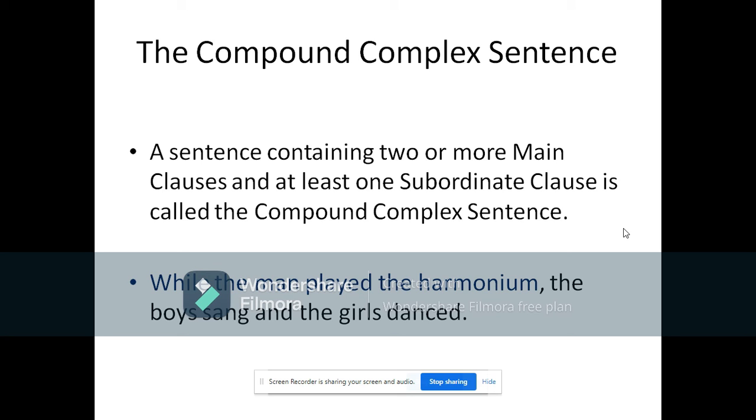While the man played the harmonium, the boys sang and the girls danced. There, the subordinate clause is while the man played the harmonium. The boys sang. It is a main clause. The girls danced. It is also a main clause, joined together by the coordinating conjunction and.